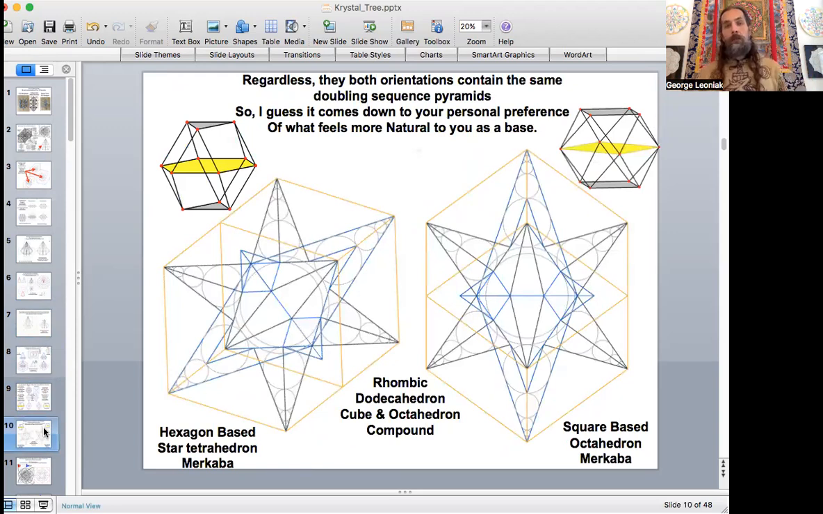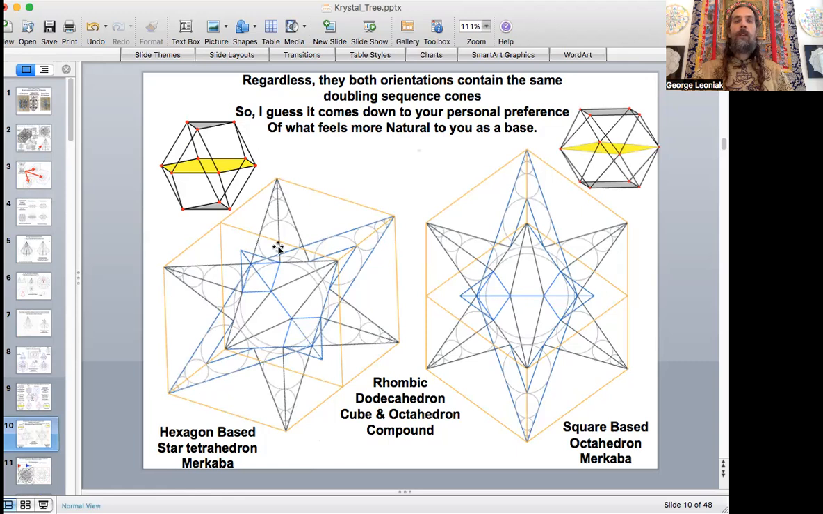So like I just said, both orientations contain the same doubling sequence cone, I should say, not pyramids, because pyramid often is considered a square base usually, but we have a hexagon pyramid there. But anyway, it's a doubling sequence cone that contains a spiral, which I'll show you some images of how that spiral works in a bit. So in terms of your light body architecture, it is a personal preference, I guess, for you, because the star tetrahedron view of the light body and the Merkaba is so popular.